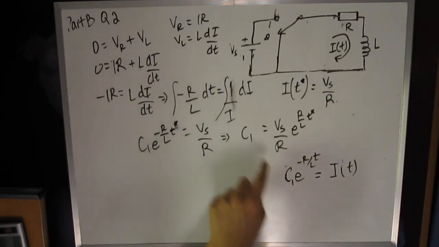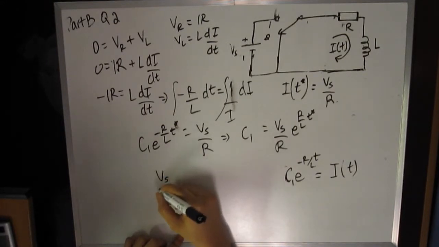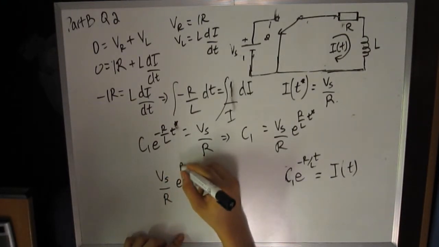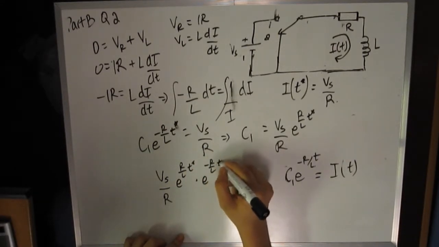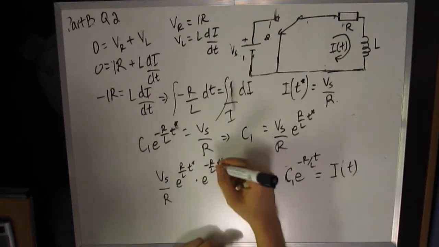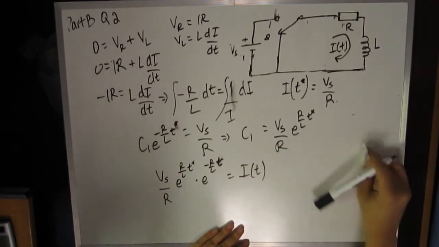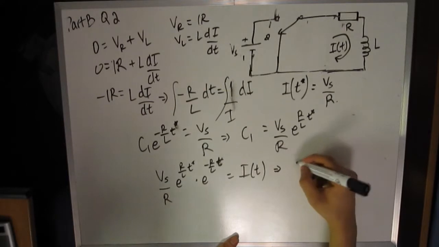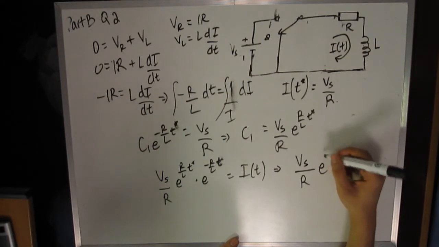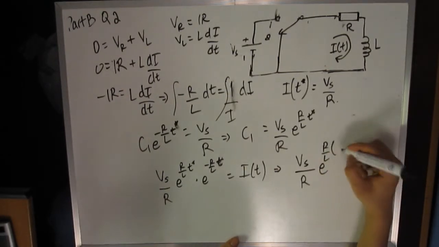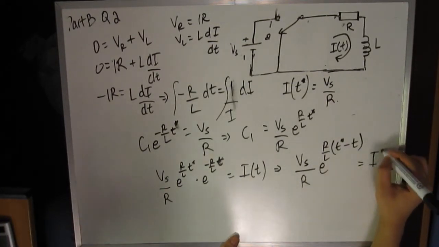Now what you can just go ahead and do is substitute this into this equation. So you're going to get something like Vs over R e to the R over L T star multiplied by e to the negative R over L T, not T star, sorry, just T, is equal to your I of t. I'm just going to erase this. And you can combine these two so you get something like Vs over R multiplied by e to the R over L, T star minus T, is equal to your I of t.